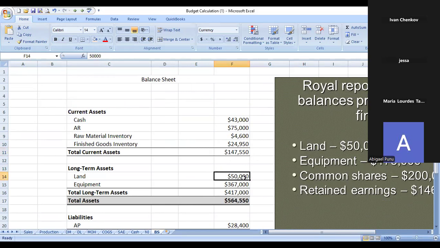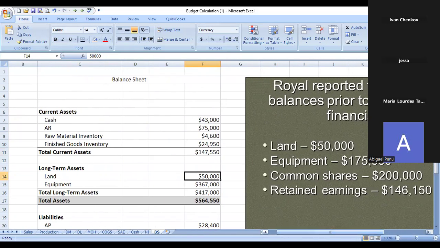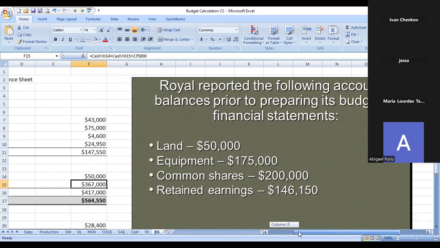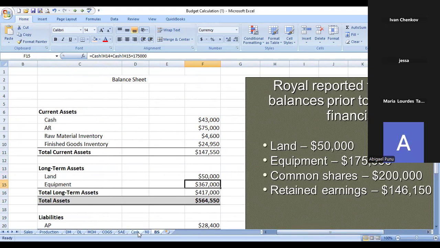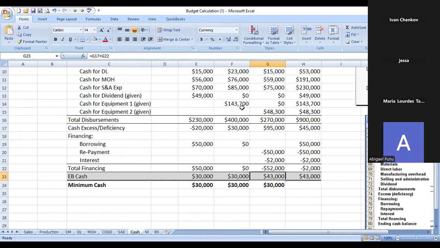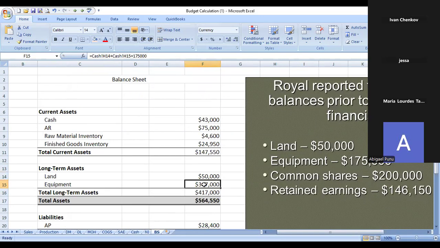And we're going to have current assets of $147,550. Then we're going to add the land, 50,000. Then we're going to add the equipment. Now we're starting with 175,000, plus from the cash, we see that we purchased first 143,700 and 48,300. That's a total of $192,000, which we're going to add to 175,000, and we're going to see that we now have equipment of $367,000.